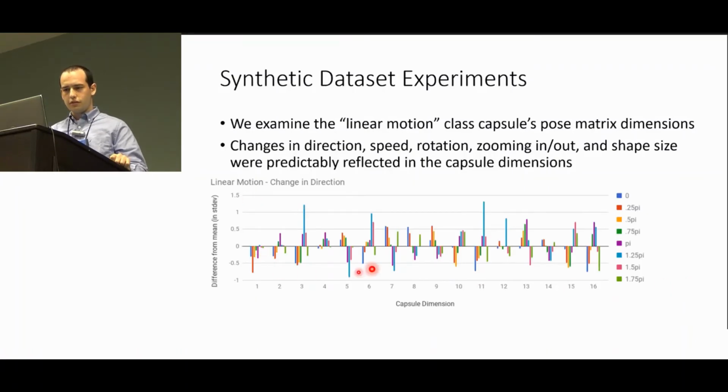So these are the 16 dimensions of that class capsule, and this is varying the direction of the motion. So 0 would be left to right, and then pi would be right to left, right? And we have basically every direction here. And we can see that the capsule dimensions change quite predictably as the direction of the motion changes.